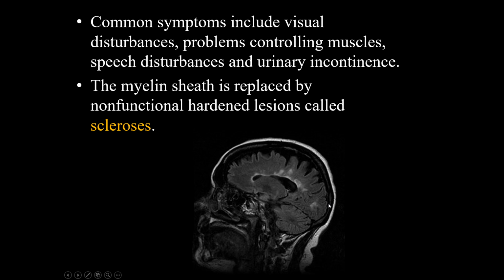If you were to see a person with multiple sclerosis in a scanner, you would notice these hardened white lesions right here. They're called scleroses. And so the fact that a person has a bunch of them, that's why it's called multiple sclerosis. It's because they end up with a bunch of these hardened lesions where there used to be a myelin sheath, but there is not anymore.